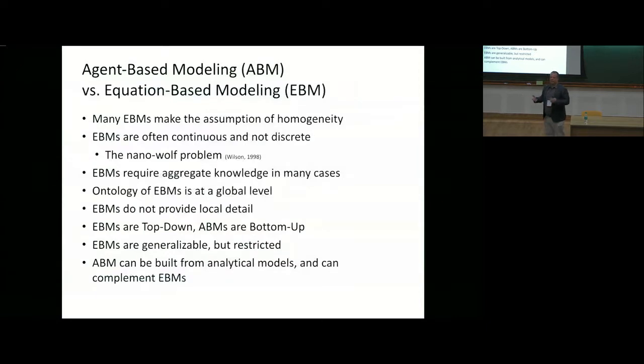Equation-based models are generally top-down. They think about the system at a whole level, right? Whereas agent-based models are bottom-up. They think about how the individuals give rise to behavior. Equation-based models are generalizable, right?